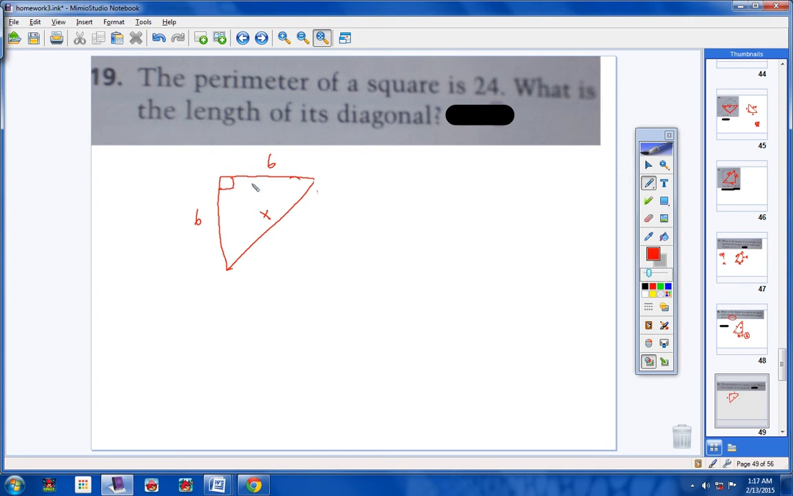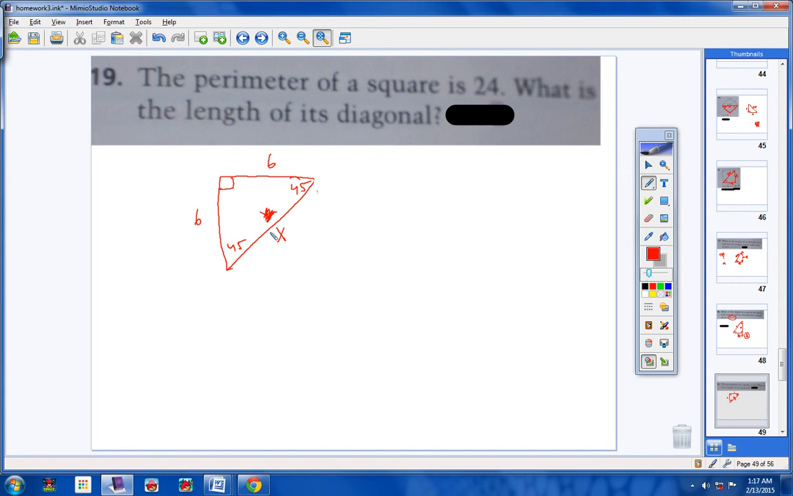How do I know that? Because whenever two sides of a triangle are congruent, their opposite angles are congruent. So that means these two angles here have to be congruent. So they have to be 45 and 45, because 45 plus 45 plus 90 is 180. Okay? So I'm looking for my x right here.